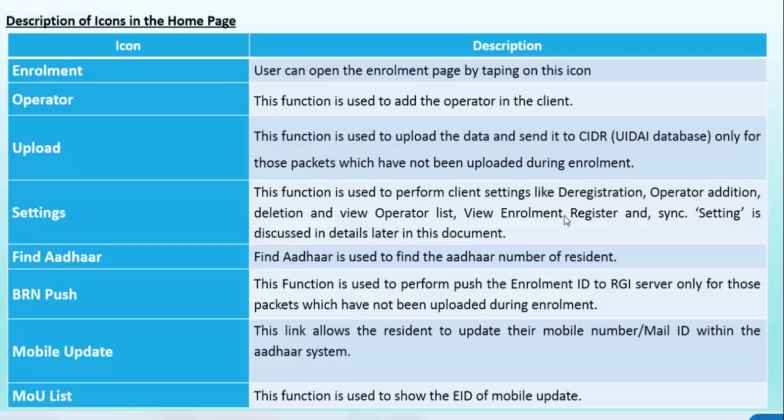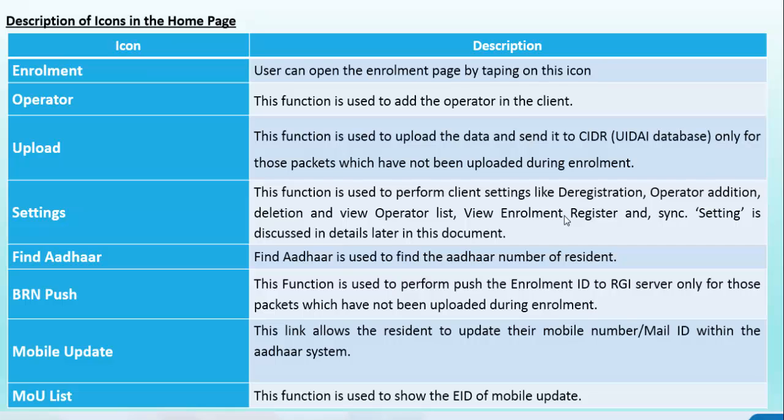then you can click this operator icon. This function is used to add the operators in the client, so you can add multiple operators in this CLC client. Then the third one is the upload icon. This function is used to upload the data and send it to the CIDR UID database. It is only for those packets which have not been uploaded during the enrollment.